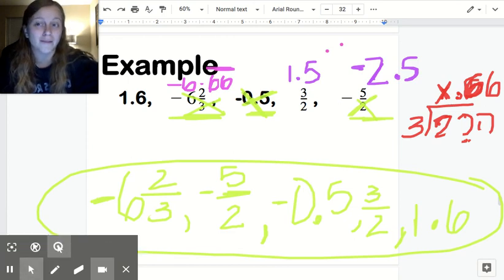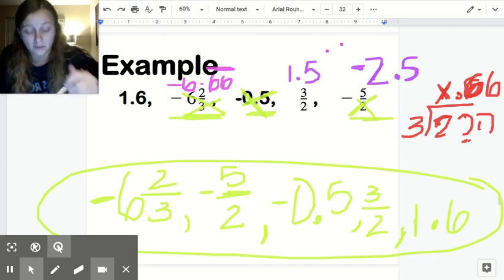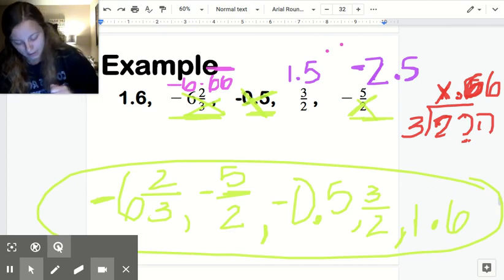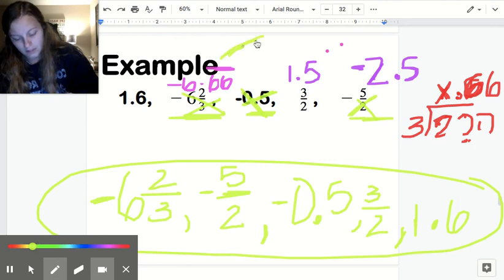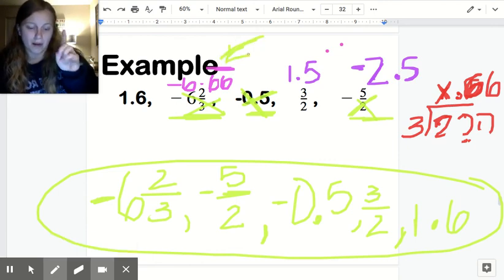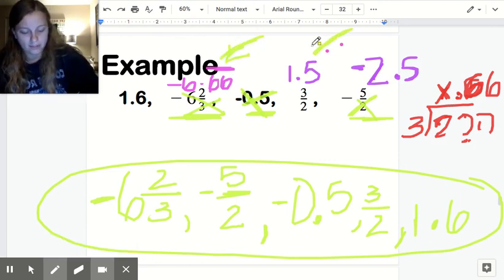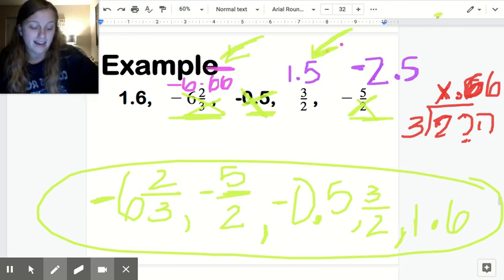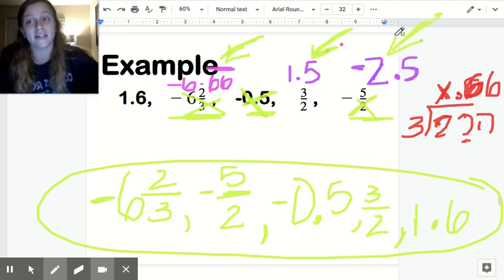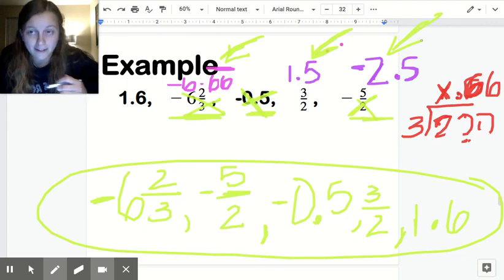So in these problems, it's kind of a lot of problems all in one. As you can see here, I had to change that to a fraction, that's a problem. I had to change that to a decimal, that's a problem. I had to change that to a decimal, another problem. And then I had to order them. So ordering fractions and decimals really are multiple problems all in one.